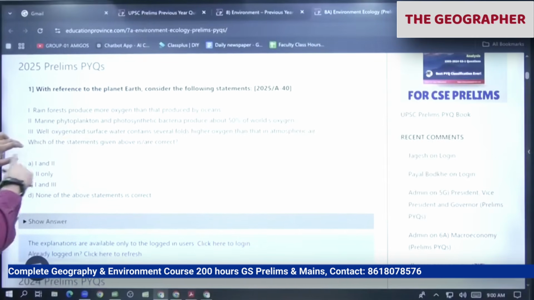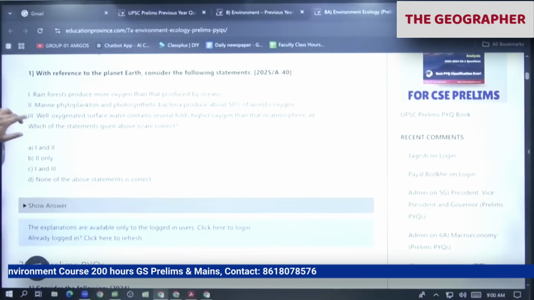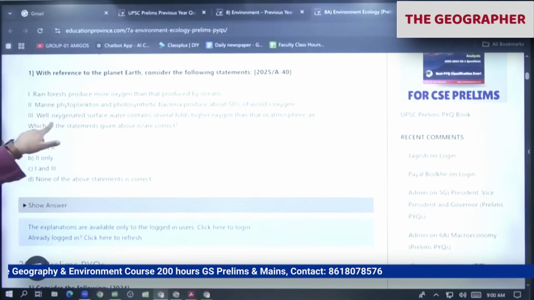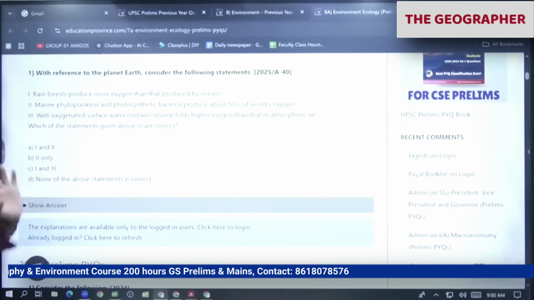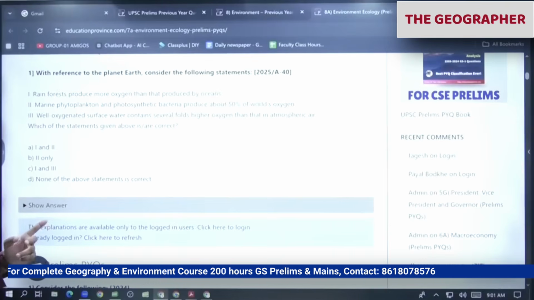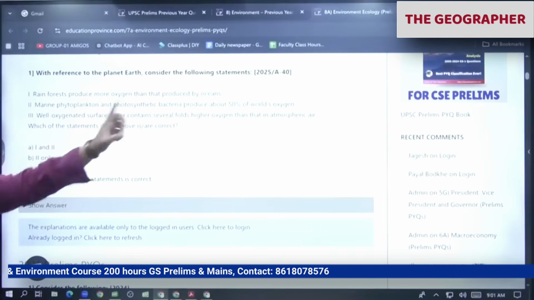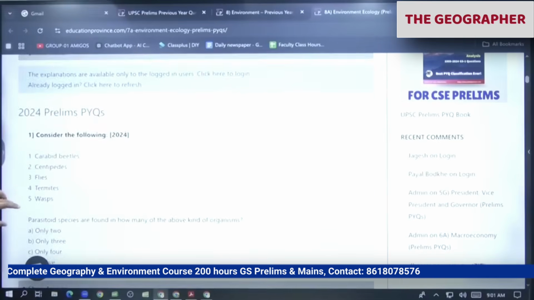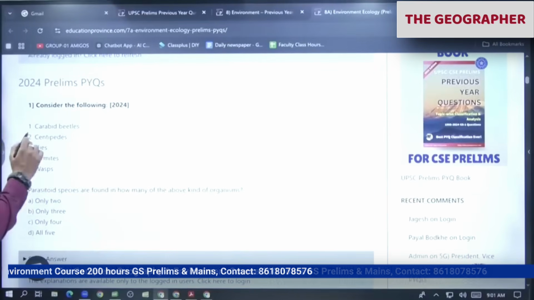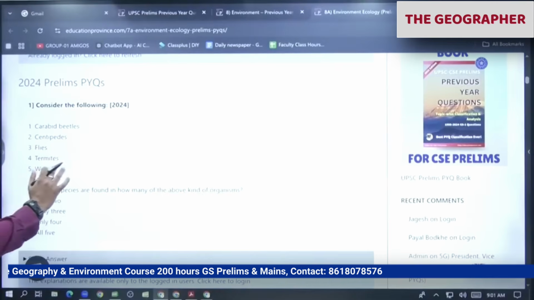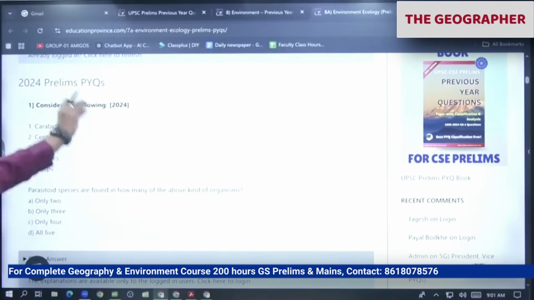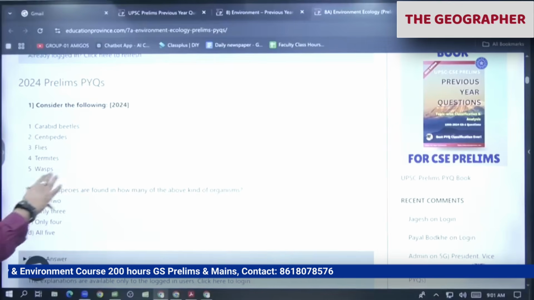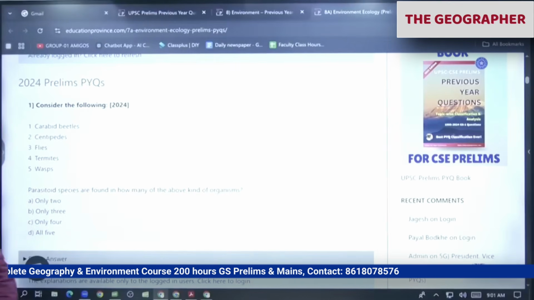Like this, you can see the questions. We'll answer this one by one, but I want you to notice: rainforest, marine phytoplankton, well oxygenated surface water. At least you are able to understand now what they are saying. Marine phytoplankton, now you know, at least phytoplanktons we have used in the class. Like this, statement based questions they are giving. See here, beetles, centipedes, flies, termites, wasp. They are giving some insects, arthropods basically. So they are asking, parasitoids means which are parasites?